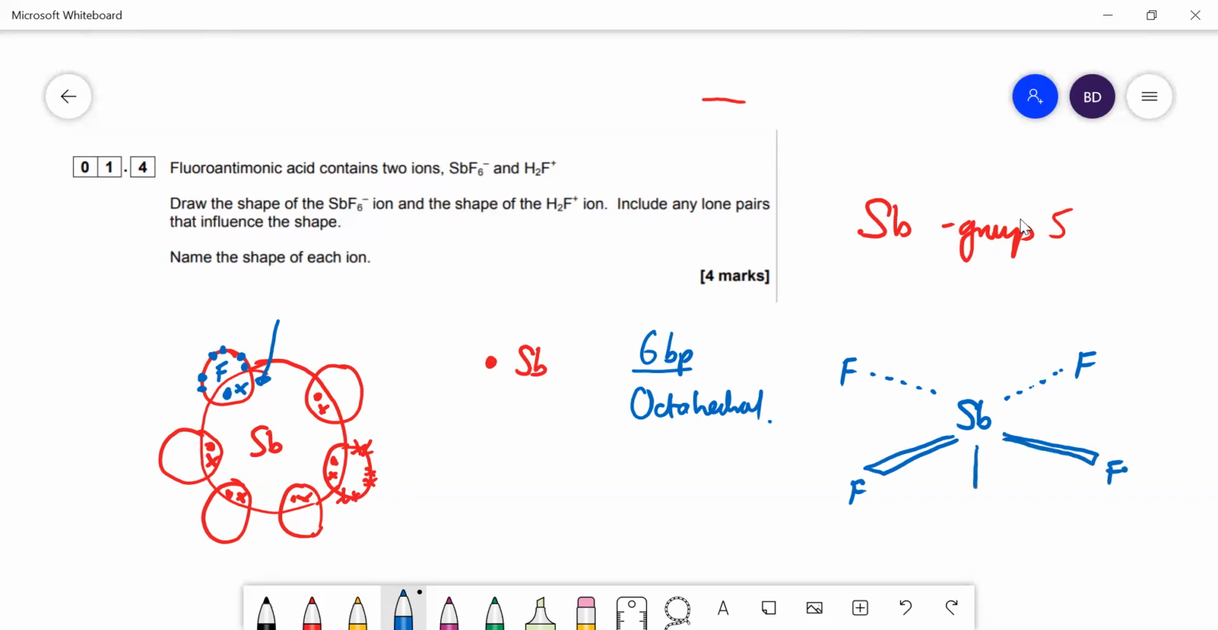And then you have one fluoride going down and one going up. Okay, so it's going to be octahedral. You don't have to draw the wedges and the dotted lines. As long as you draw 6 bonds and no lone pairs, you'll get the mark for that.